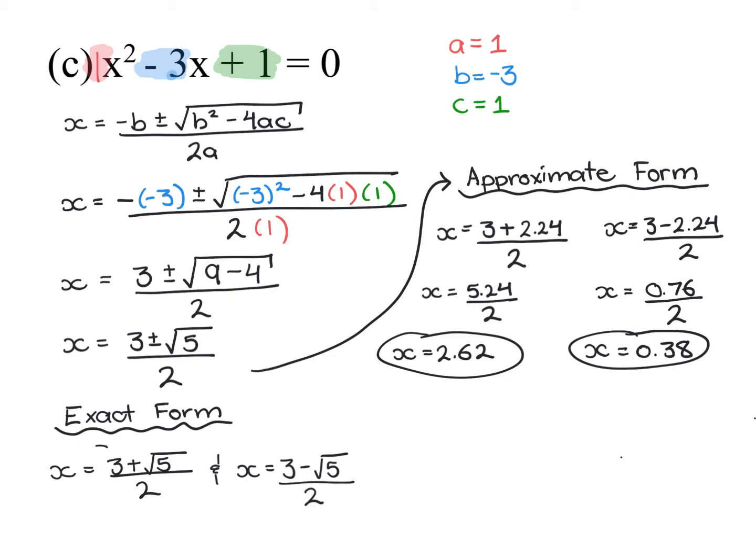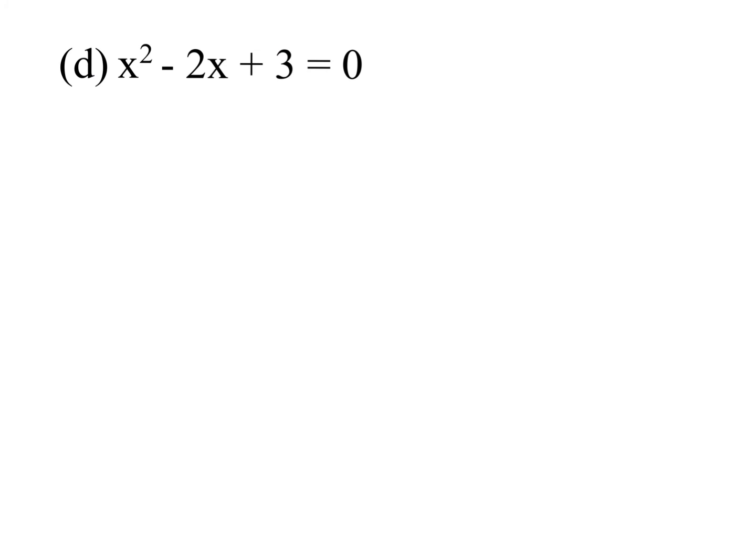And in the exact form, you want to leave your answers in the square root formation. Okay, so we are not rounding up or down, we're leaving it exactly as it is. Once again, I'm going to start off by finding A, B, and C. A happens to be positive 1. B happens to be negative 2. And C happens to be positive 3.